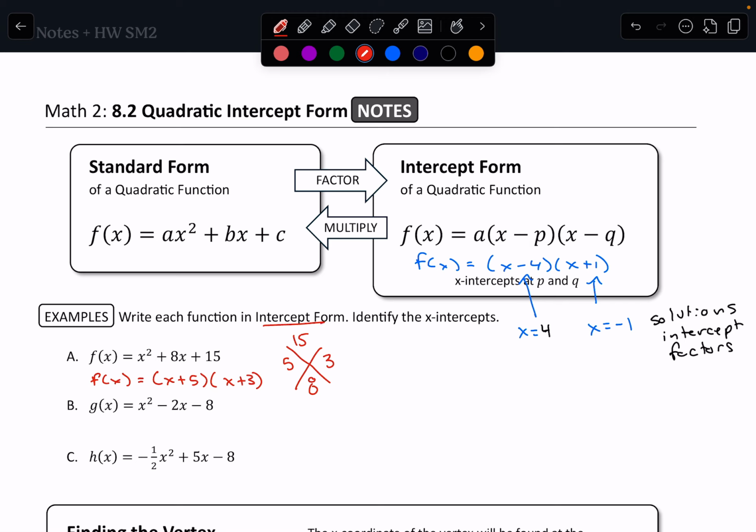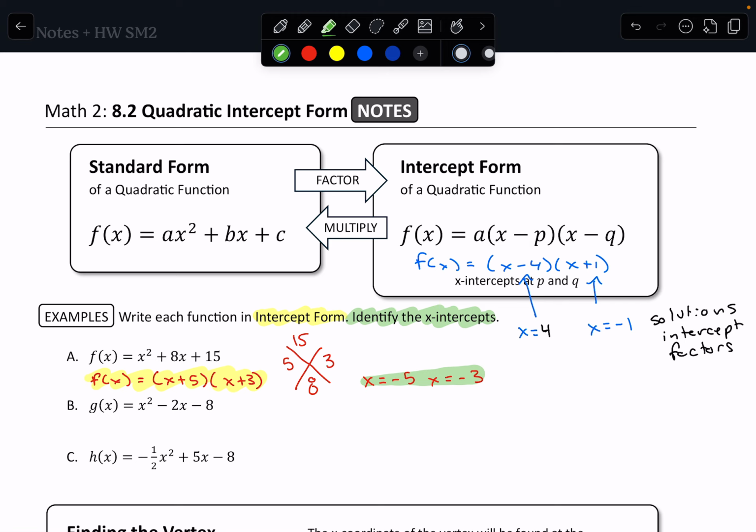Okay, that's this first part of the question. Now, the second part of the question, actually, maybe I'm going to highlight that. Intercept form is this part. Now, the next part of the question, it wants me to identify the x-intercepts. Well, I only have to look at my parentheses, and I know what my x-intercepts are. Those are the x-equal values that we always find when we are solving quadratic equations. In this case, x equals -5 and x equals -3. Those are my intercepts.